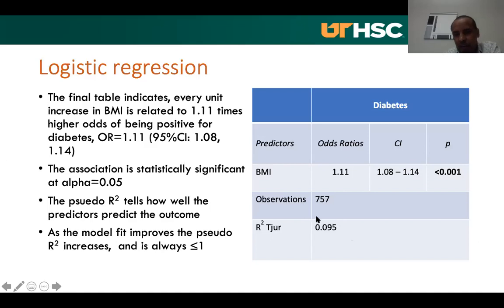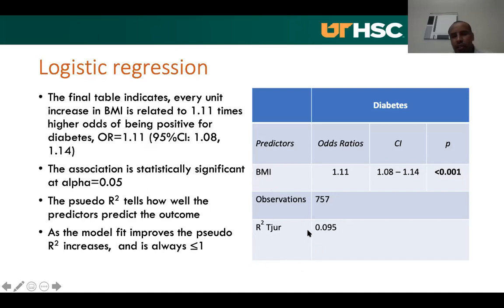And we have other information like the R-square. This is a pseudo R-square. It doesn't have the same meaning as the R-square in linear regression. In linear regression, the meaning of R-square is the percentage of the variance in the outcome explained by the exposure variable, or by the BMI.